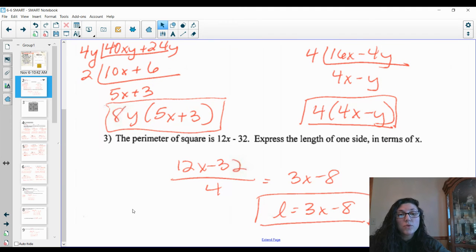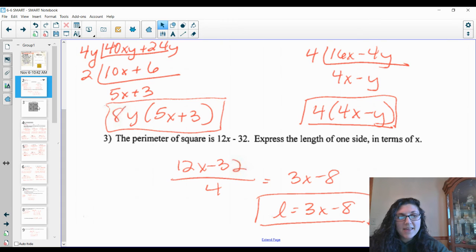Number 3, the perimeter of a square. This is from the lesson that you did yesterday. Remember, a square has 4 equal sides. So if you have the perimeter, you're going to divide by 4 to get the length of one side. When you do that, 12x divided by 4 is 3x, and then negative 32 divided by 4 is negative 8. So the length of one side should be 3x minus 8.